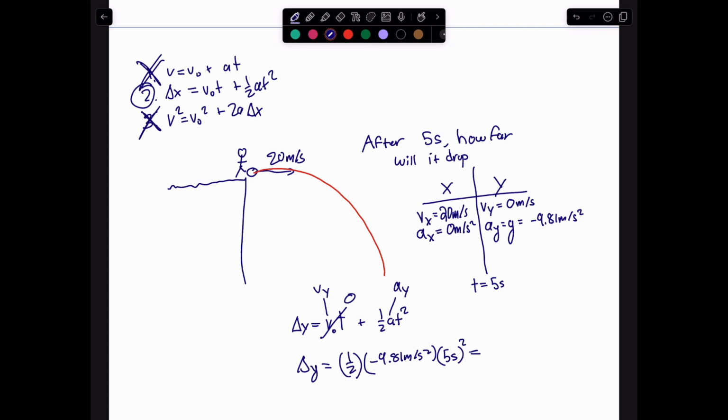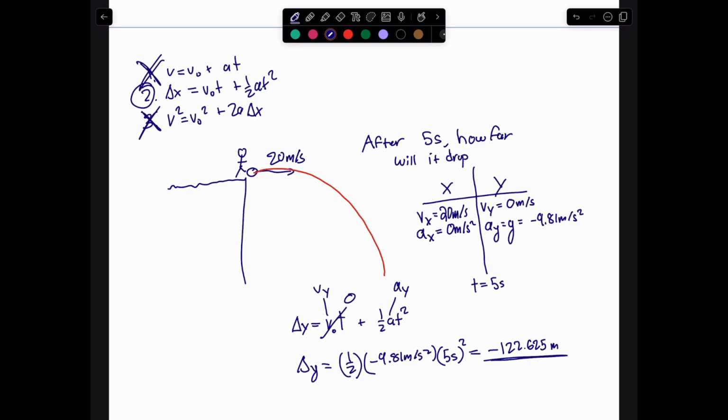And you can take out your handy dandy calculator and find out that delta y equals negative 122.625 meters. That means the ball dropped 122.625 meters 5 seconds after the player kicked the ball.